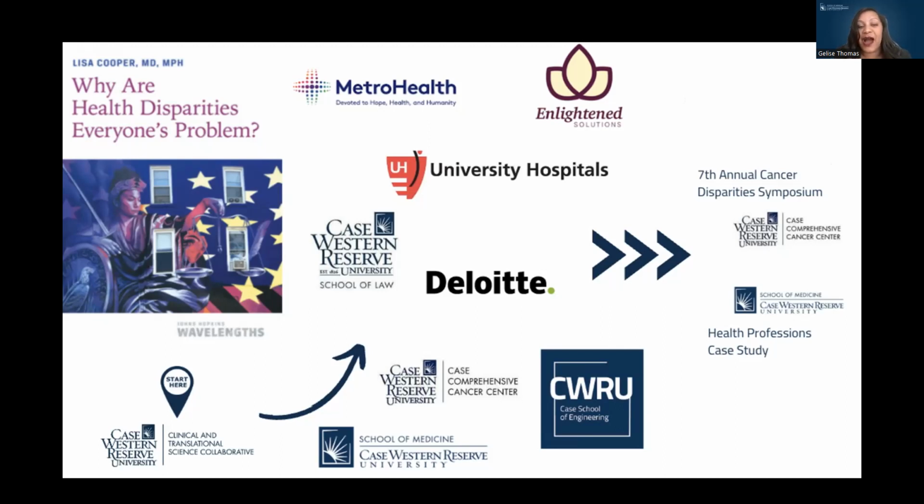And then the outer ripple that's still rippling is what you see right here to the far right. The 7th Annual Cancer Disparities Symposium actually chose this text, based on participation in the book discussion, to be their central text for the symposium. And then my colleague, Dr. Pelfrey, will talk about how she took one of the case studies from the book and infused it into her health professions class. And then there's another ripple that she'll tell you about as well.